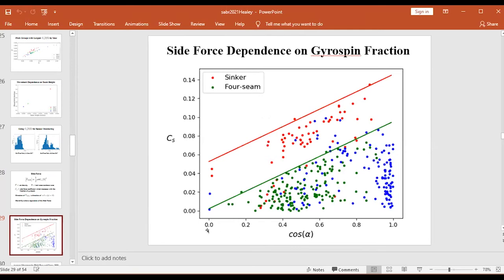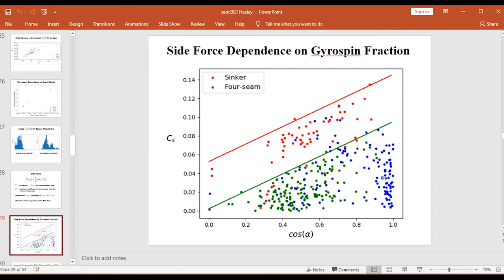At the left end, we've got no gyrospin. And then at the right end of the plot here, we've got maximum gyrospin. And these, again, each point here is a pitch group. So each point is a pitcher and a pitch type combination for 2020. And the sinkers are in red, and the four seams are in green, and then everything else is in blue. And the pitches over here, this group of blue pitches with the most gyrospin, these are all sliders or cutters, which are mostly gyro, as you can see.